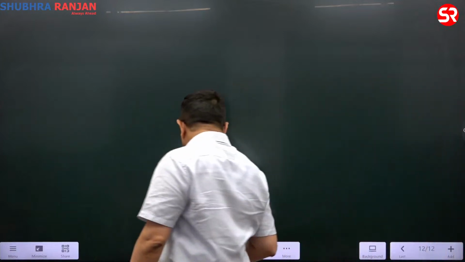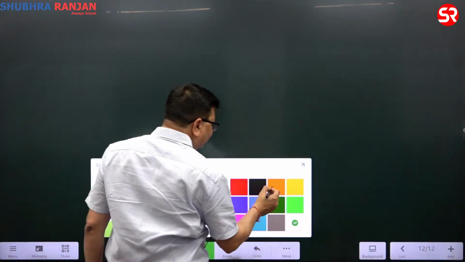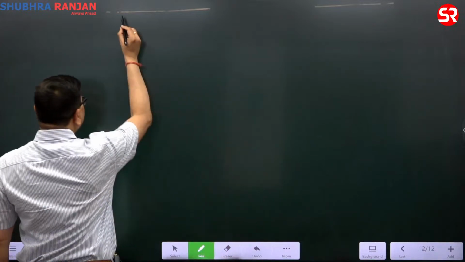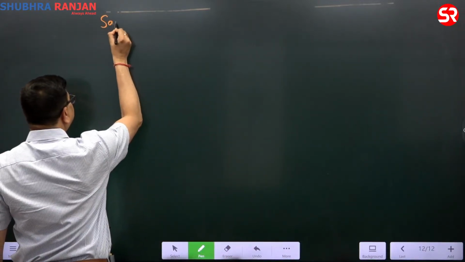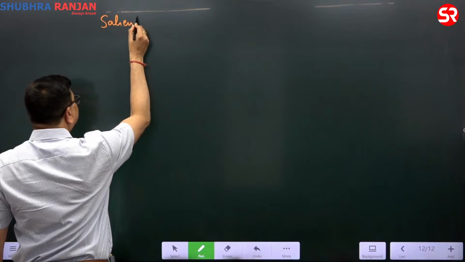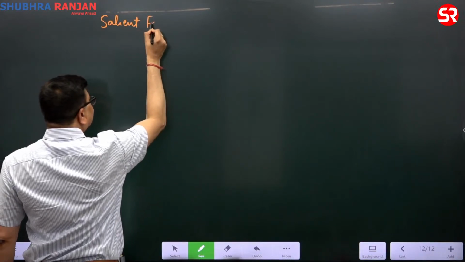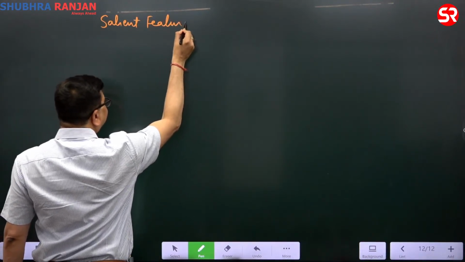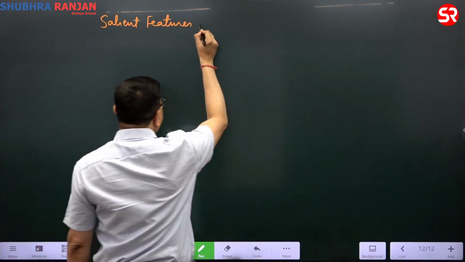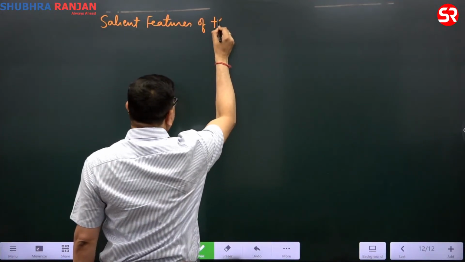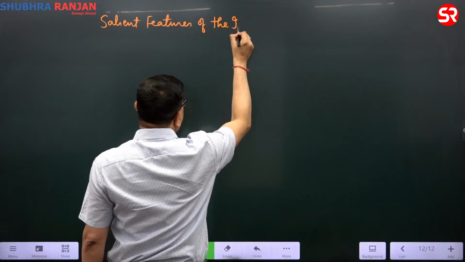Now coming to the next topic that we need to start today: the salient features of the Indian Constitution.